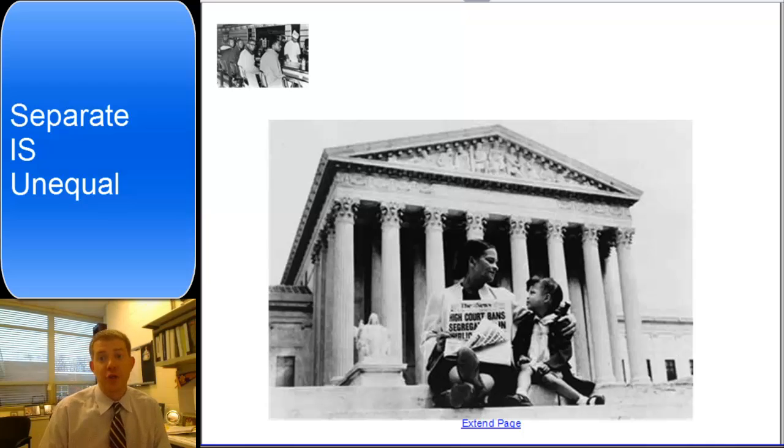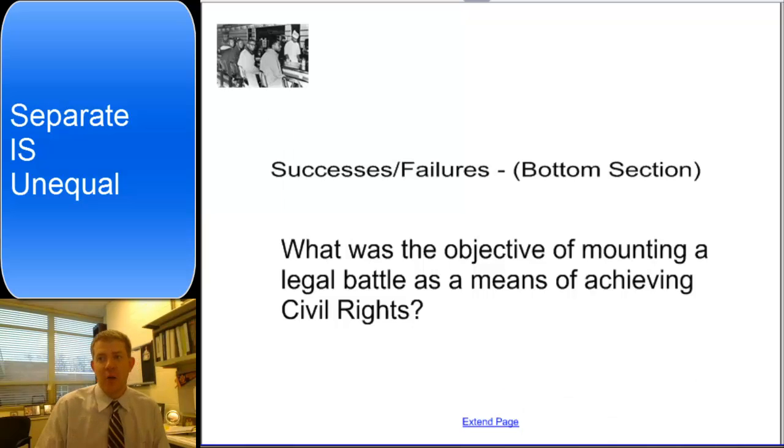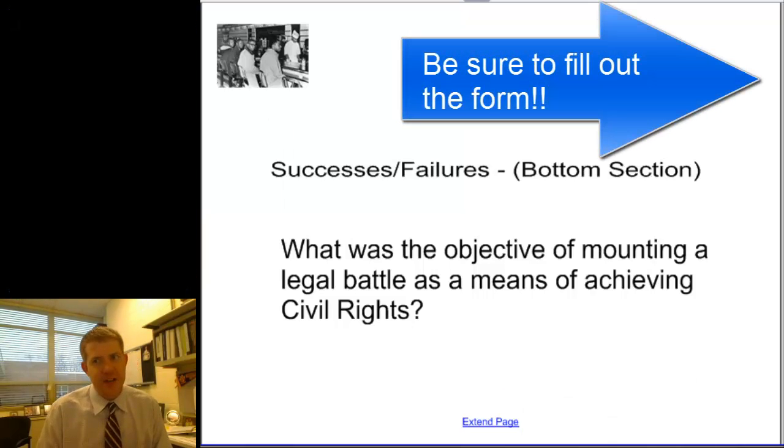But what I wanted you to walk away with from this lesson was, whether they were successes or failures, and in the bottom section I want you to summarize this for me. I want you to be able to answer this question: what was the objective of mounting a legal battle as a means of achieving civil rights? If you think of the first step of civil rights, they don't attack de facto, they attack de jure. And what I want you to summarize in this bottom section is, what was the objective of mounting a legal battle as a means of achieving civil rights?